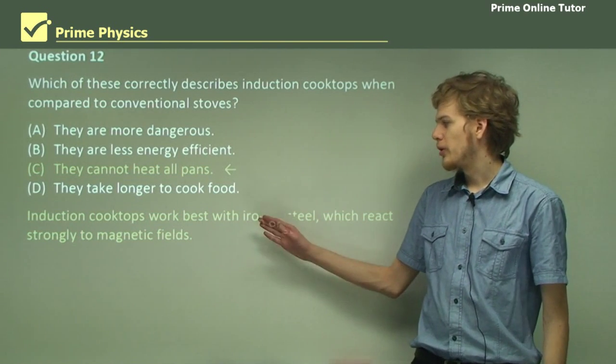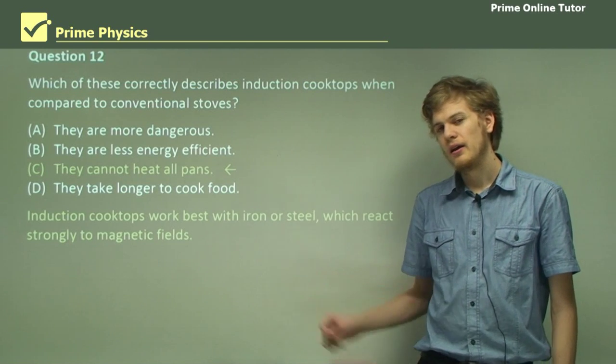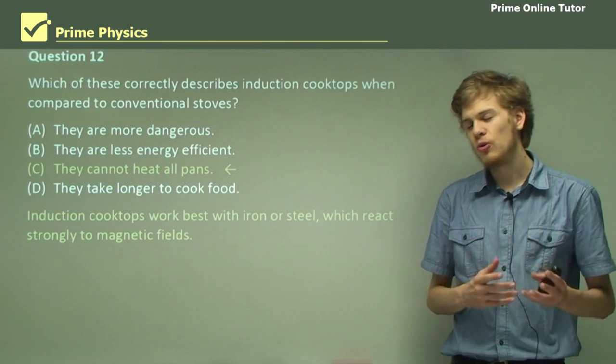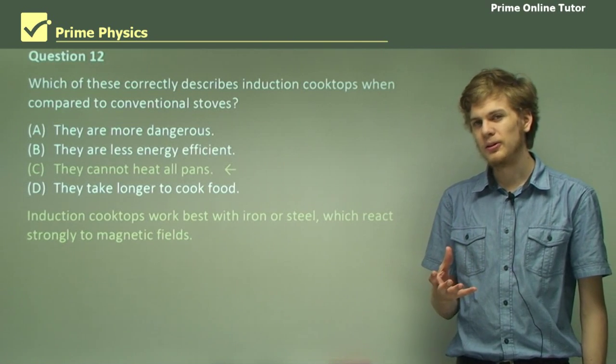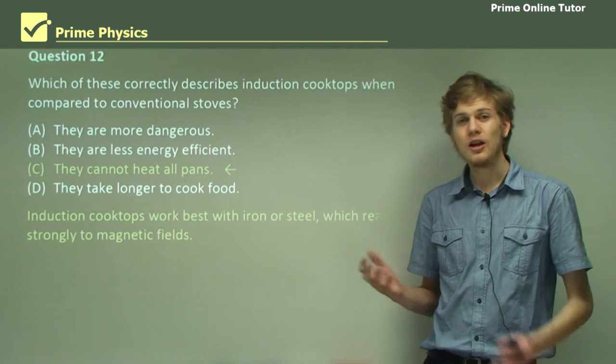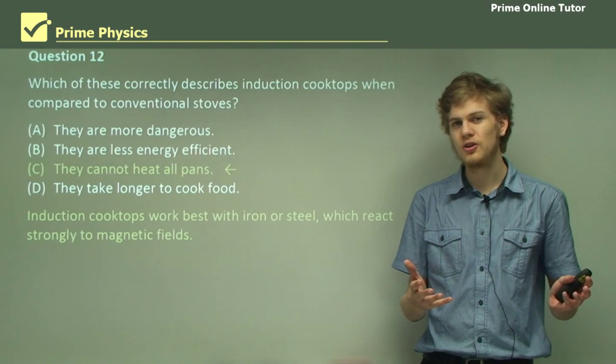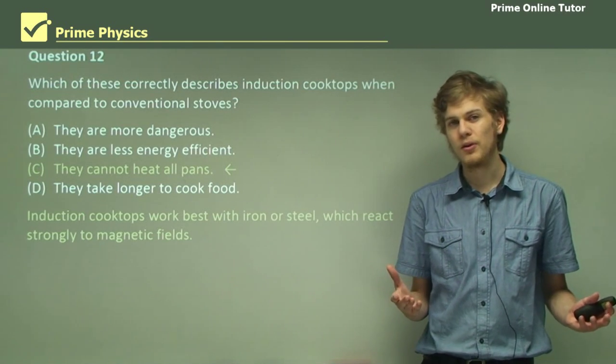Induction cooktops work best with iron or steel. If we put something like copper or aluminium onto the induction stove, then we can damage the metal, and if we put something like a glass casserole dish onto the induction stove, it won't heat up at all because it's not conductive.